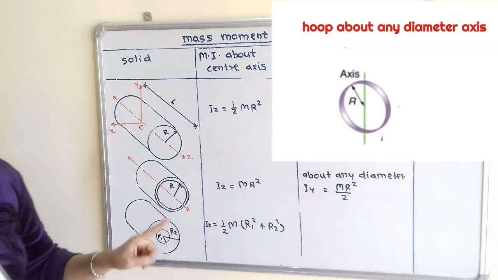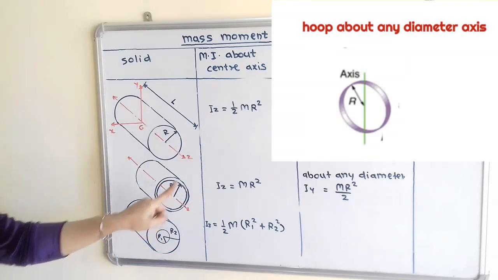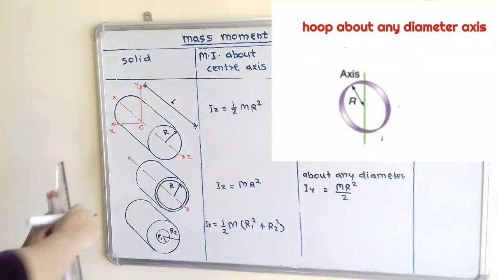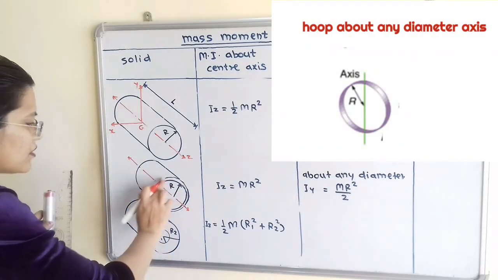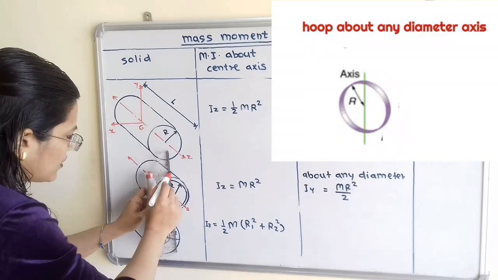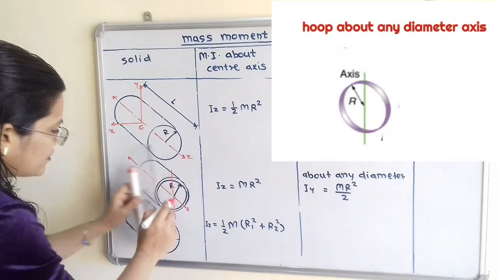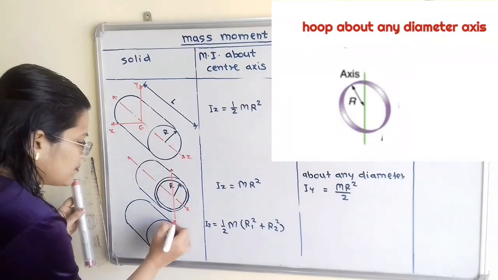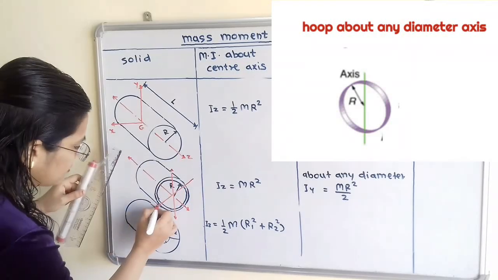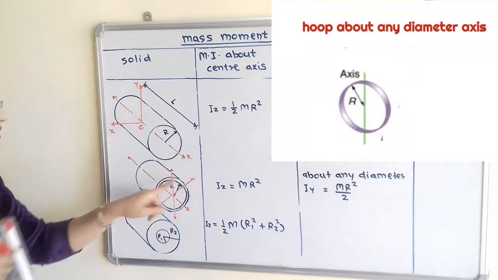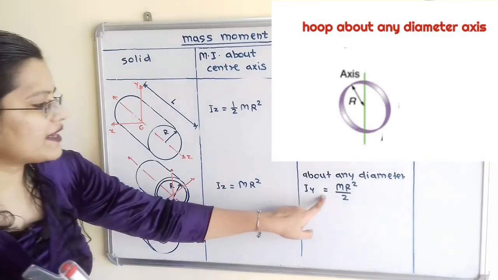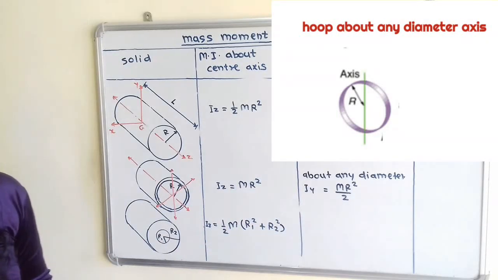Now how to find the moment of inertia about any diameter. So I will show that. This is the diameter of this hoop. If I draw the axis about any diameter, this may be one axis, then here this may be the second axis. So about any axis along the diameter, the moment of inertia Iy is equal to mr square by 2.